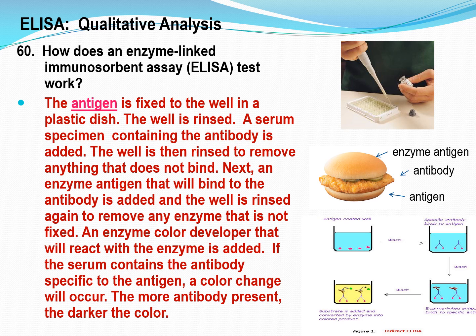Then next, an enzyme antigen that will bind to the antibody is added, and the well is rinsed again to remove any enzyme that is not fixed. An enzyme color developer that will react with the enzyme is added. If the serum contains the antibody specific to the antigen, then a color change is going to occur that you can see. And just think about it like this: the more antibody present, the darker the color.